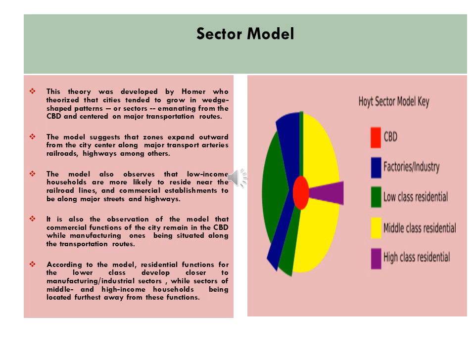It's also the observation of this model that commercial functions of the city, that is businesses, are likely to be concentrated within the CBD, while manufacturing and other activities are likely to be situated along the transportation routes, that is the roads, the railway, the seaports, the beaches, among others. And according to the model, residential functions for the lower class develop closer to the manufacturing or industrial sectors, while sectors of middle and high-income households are likely to be located further away from these functions.